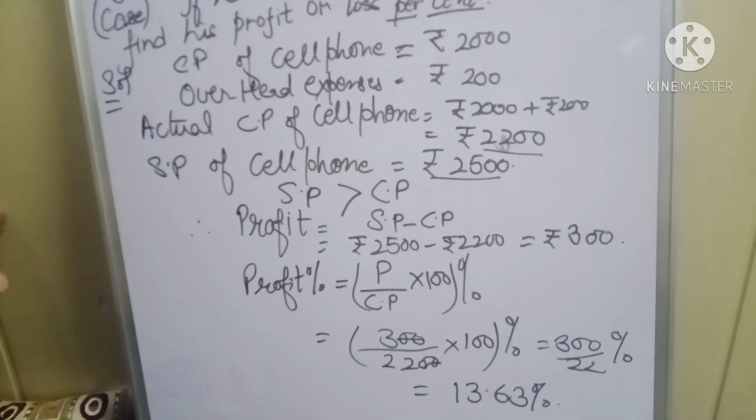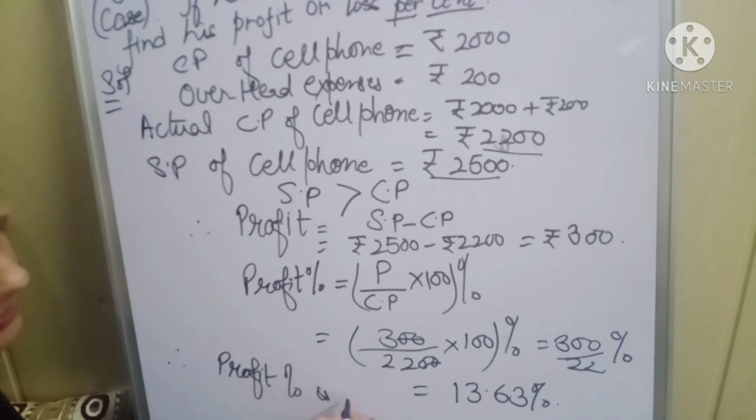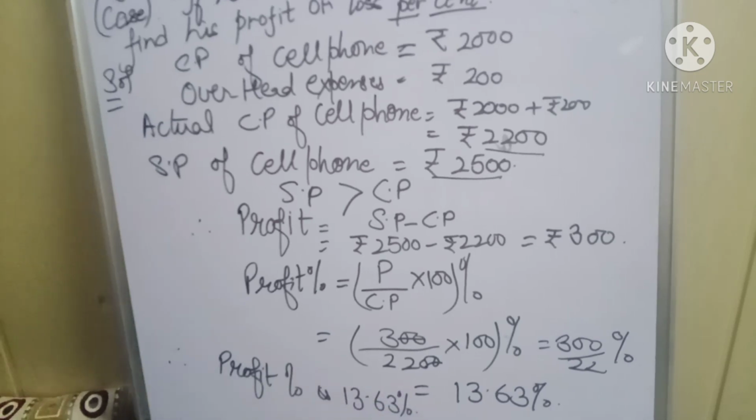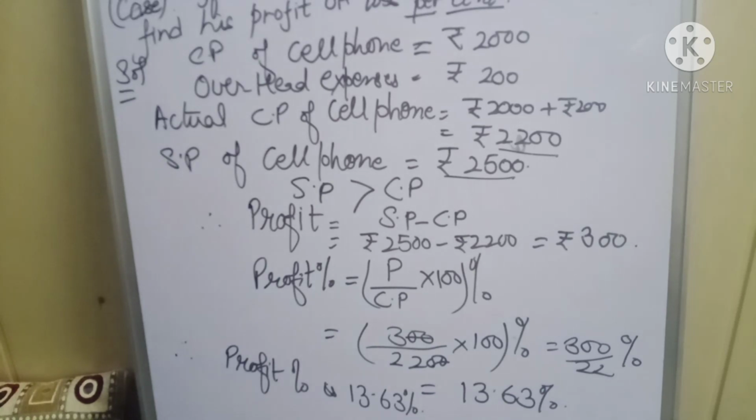In the conclusion line, you write, therefore, profit percent is 13.63%. After the decimal, read individual numbers.